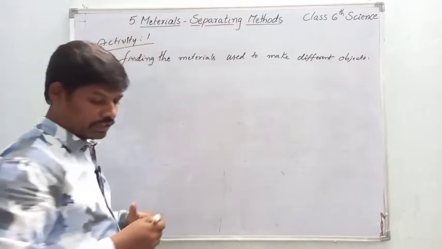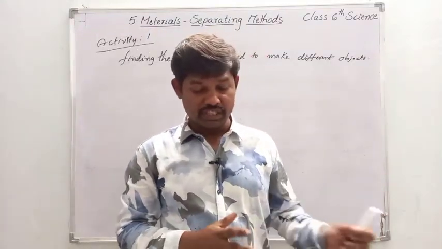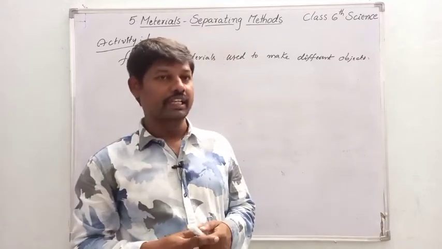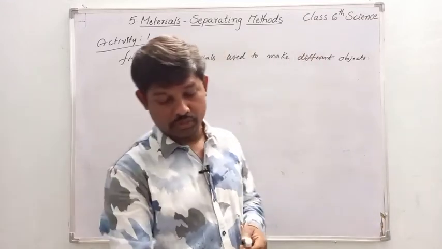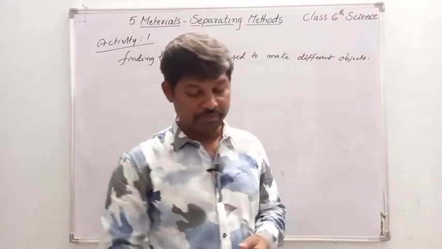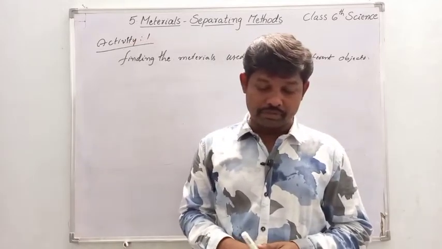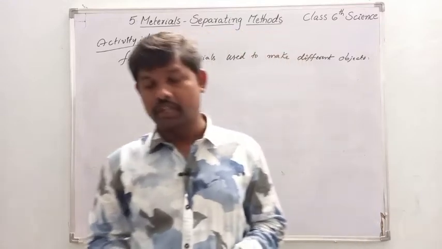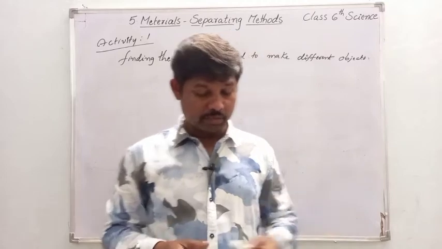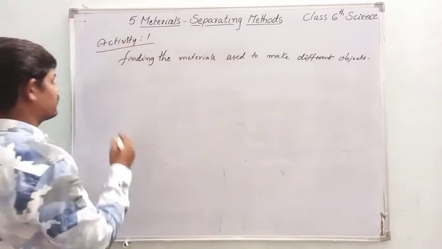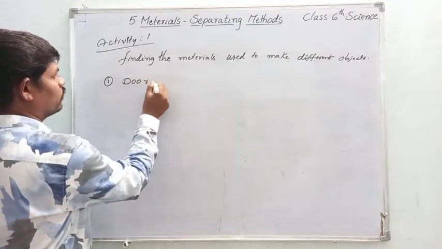So here one table is given for your understanding. A list of things in a house is given in the table. The first column is the name of the material from which each object is possibly made. And if you don't know which material the object is made of, discuss with your friends and find out. Here, for example, a door, a towel, an eraser are given. First one, door.